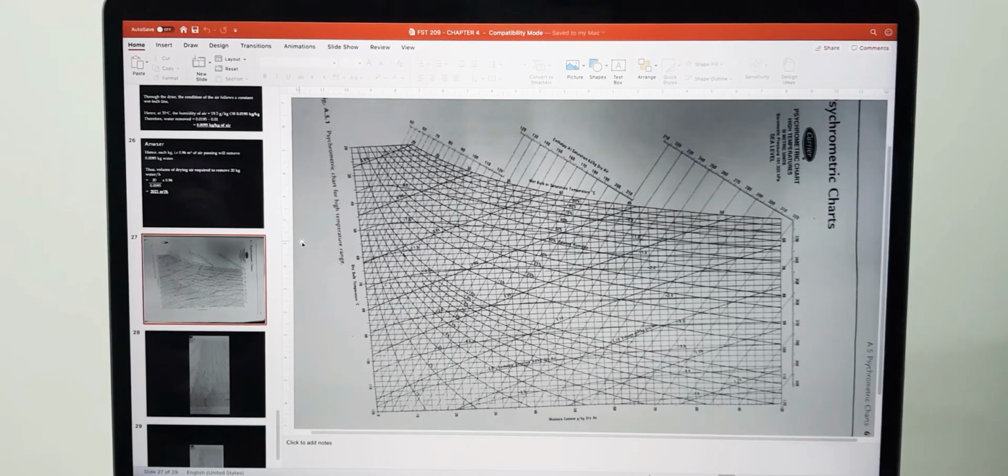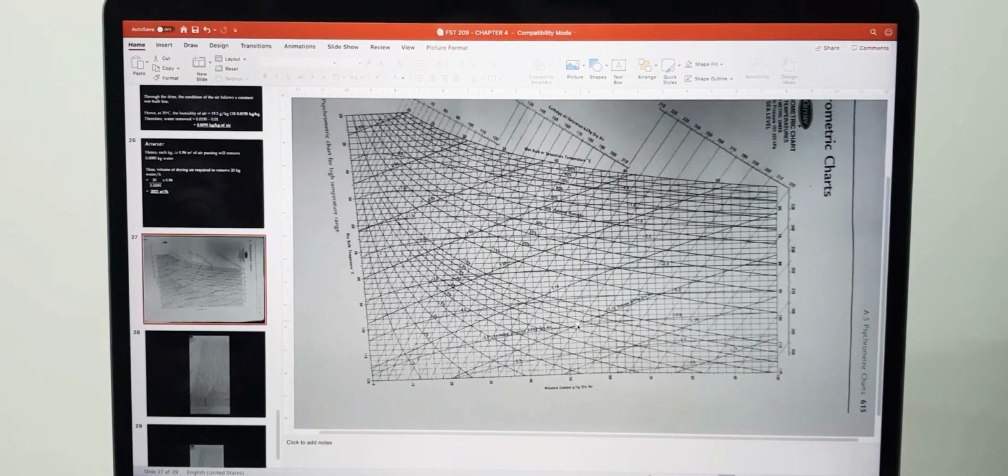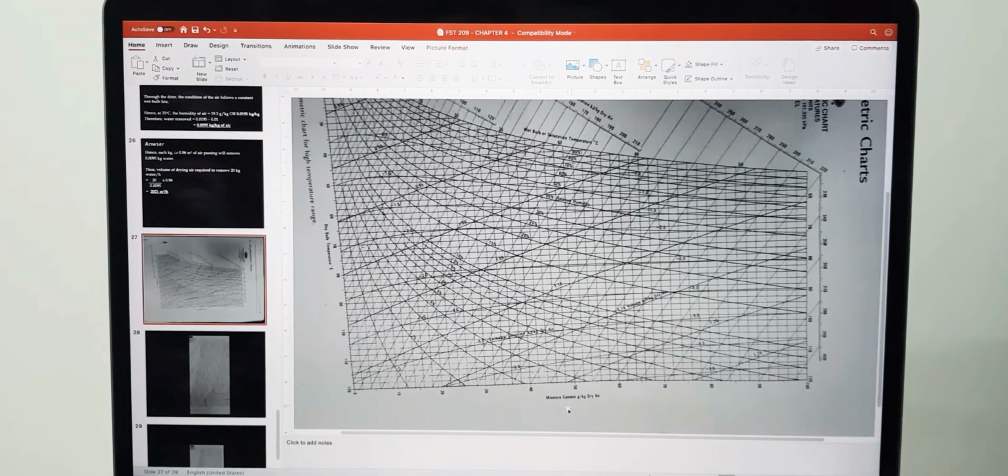Okay, for your psychrometric chart, you have several parameters that you need to consider. You need to pay attention to this one. At this side, this one is meant for dry bulb temperature. Dry bulb temperature, the value is in degrees Celsius. And then at the bottom part over here, this one is moisture content. Moisture content, and the value is gram per kilogram of dry air.